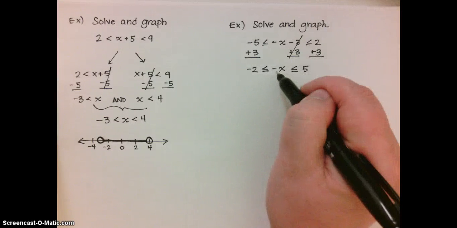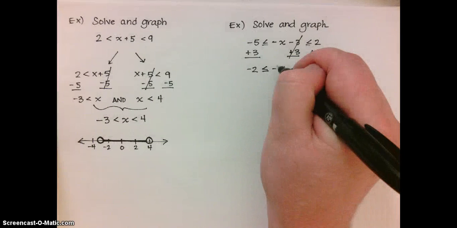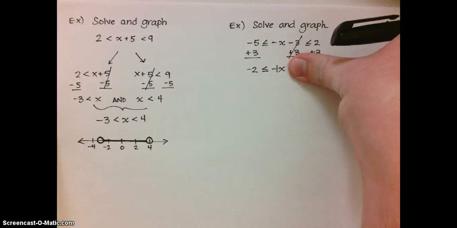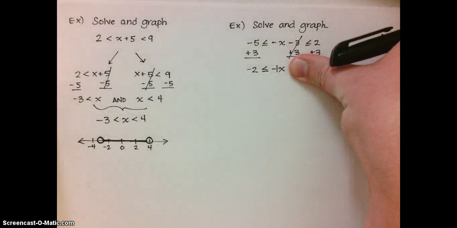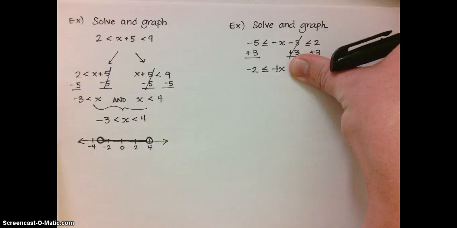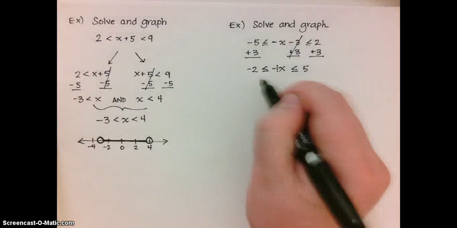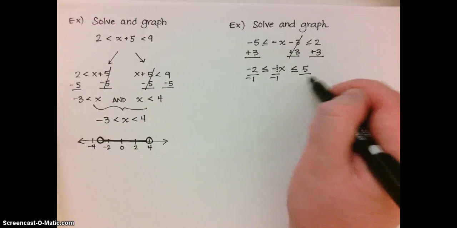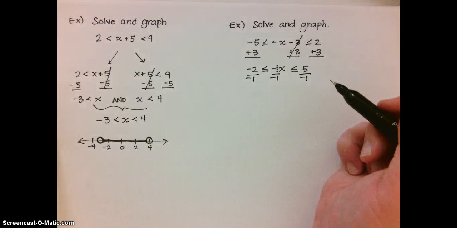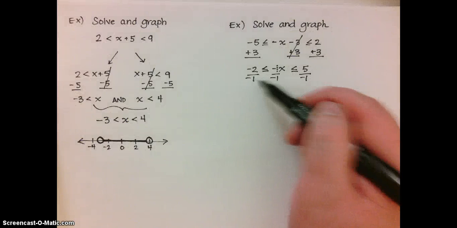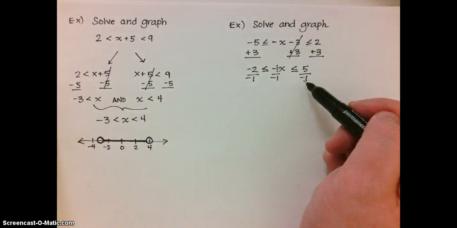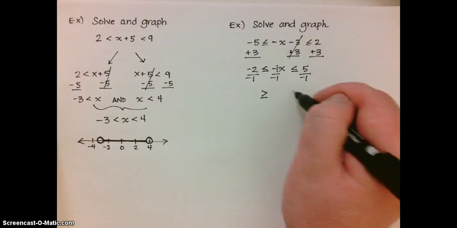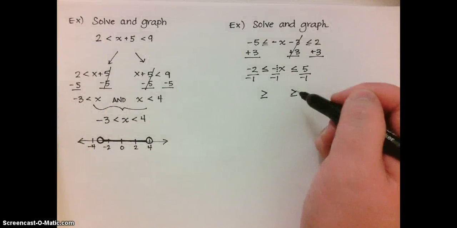But I still have this -x. Don't forget that's the same as -1. It's like an invisible 1 there. Well, what if you had -2 is less than or equal to -1x? You would solve it by dividing both sides by -1. I can do that the same on the left side, in the middle, and also on the right side. Now this is where it's going to get a little tricky. I am dividing an inequality by a negative number. And if you remember, when we do that, we're going to be flipping the inequalities.